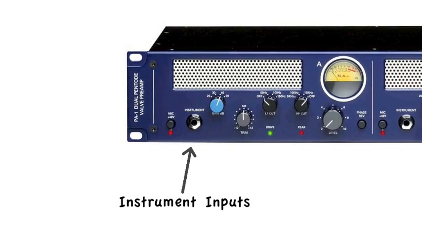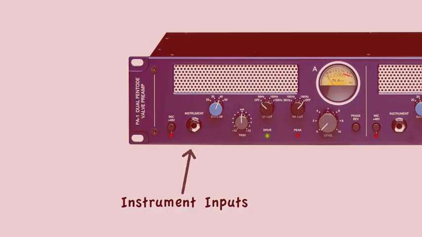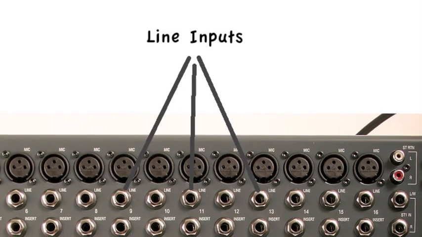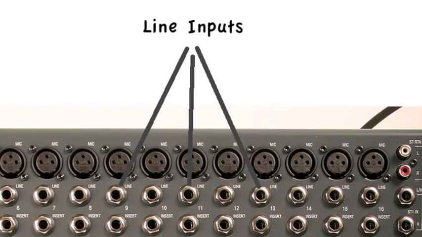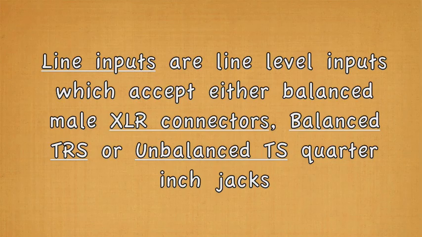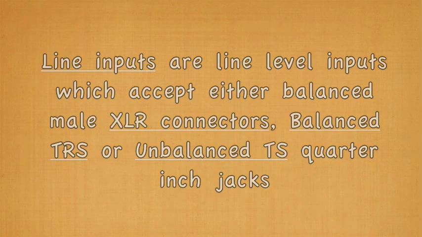Instrument inputs are unbalanced female quarter-inch TS sockets which accept high impedance, or high Z, signals arriving from electric guitars and similar instruments. Line inputs are line-level inputs which accept either balanced male XLR connectors, balanced TRS, or unbalanced TS quarter-inch jacks. Line-level inputs can either accept -10 or +4 dB signals.